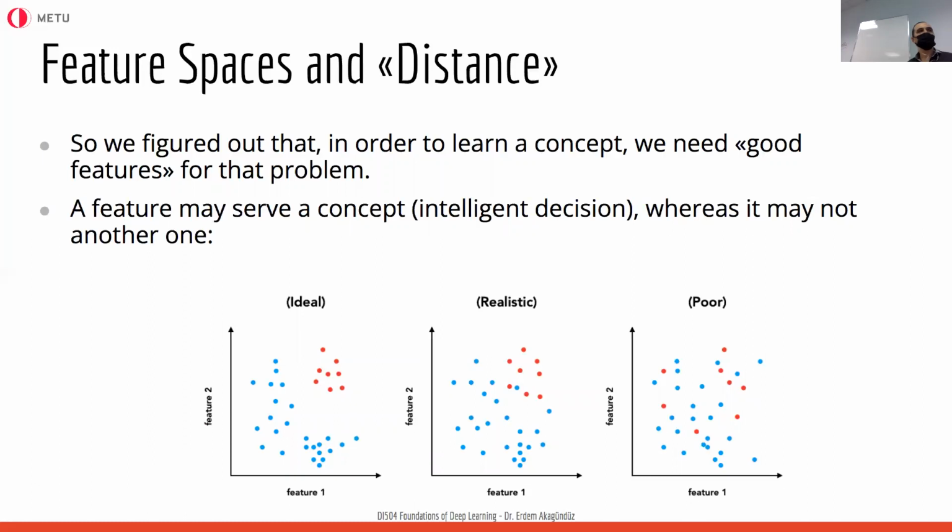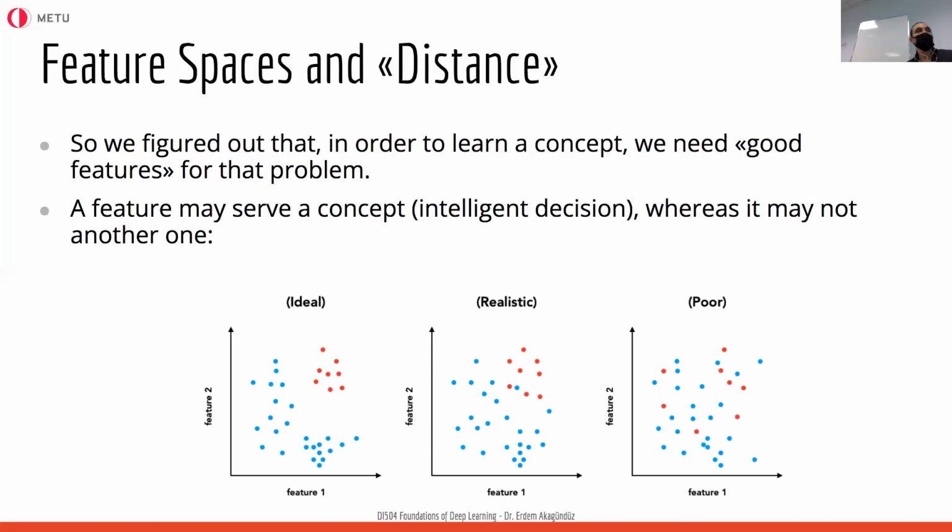I'm going to talk about intelligent decision and good features a bit more to give you an idea about these important concepts of machine learning, because we need them to understand the following concepts of deep learning. Deep learning is constructed on top of this. So it is not like when deep learning came, all the previous information became obsolete. No, it is built on that mountain of information of pattern recognition, feature engineering, and machine learning. Okay, a feature may serve a concept, an intelligent decision. When I say concept, actually it's an intelligent decision you make.